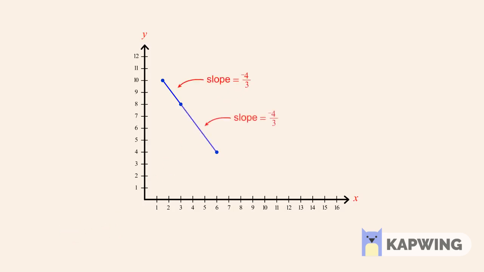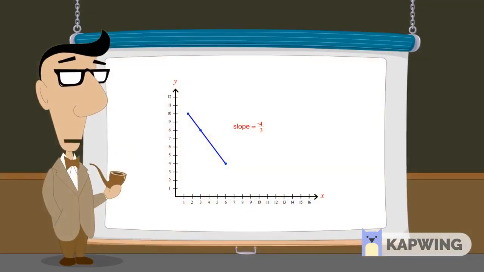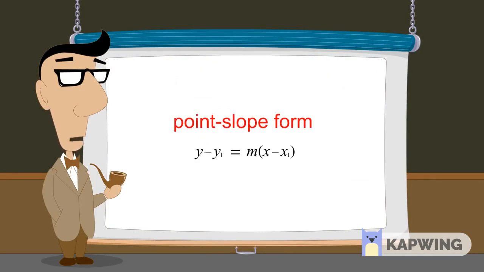Since the slopes of these 2 connected line segments are the same, all 3 points must lie on the same line. We can therefore assume that the water in the pool is draining at a constant rate and that the water depth as a function of time is linear. Since we know this line's slope and at least one point which falls on the line, we can write the equation for this line using the point-slope form.